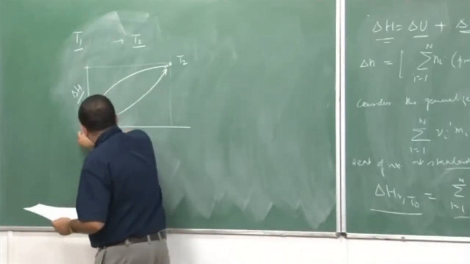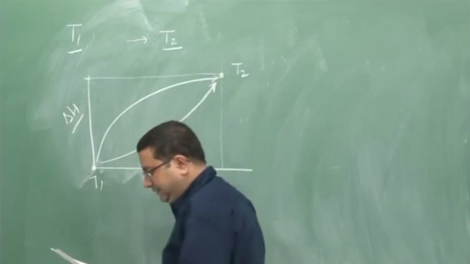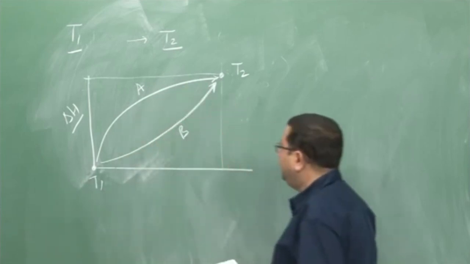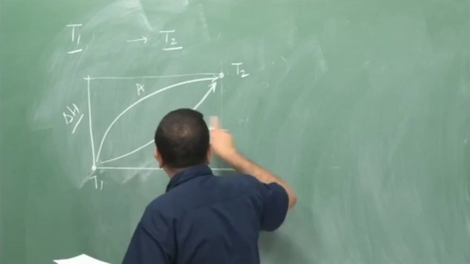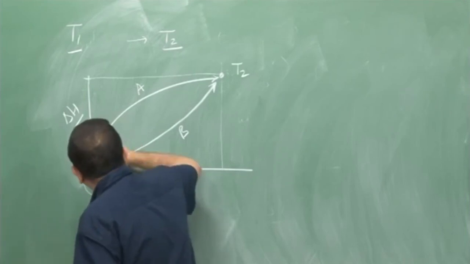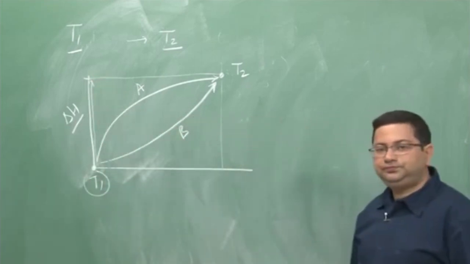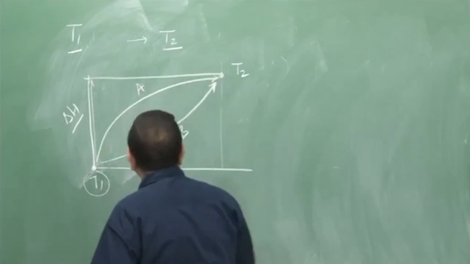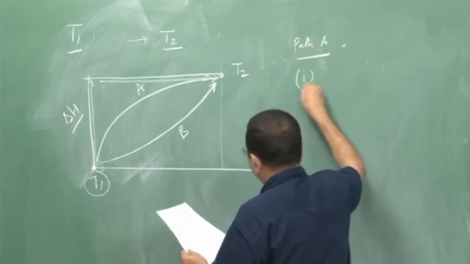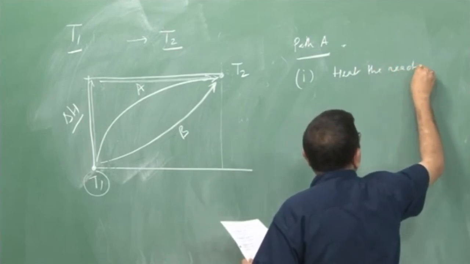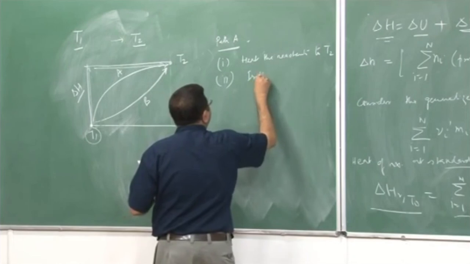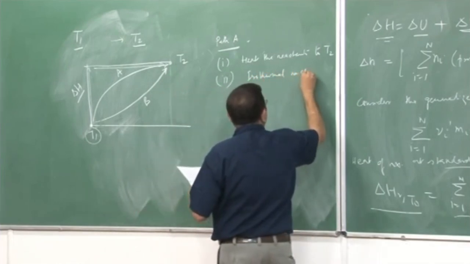Now, we want to find out if these conditions are defined at T 1, what will be the conditions at this temperature T 2. As we can see here, we can take two different paths. Actually, it can be multiple different paths. I am considering two different paths, path A and path B. In path A, the reactants which were initially at temperature T 1 are first heated to temperature T 2, and then we allow the reaction at constant temperature T 2. So, the path taken is path A. First, heat the reactants which are initially at temperature T 1 to temperature T 2, and then second, we have the isothermal, that is the constant temperature, reaction at T 2.